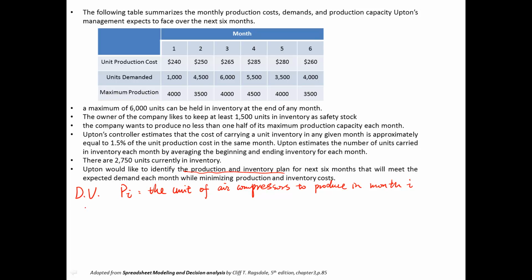But we also define I_i as the ending inventory in month i. This is a variable that helps us make the model simpler, but it's not a decision variable. That's why I just put it here in parentheses.